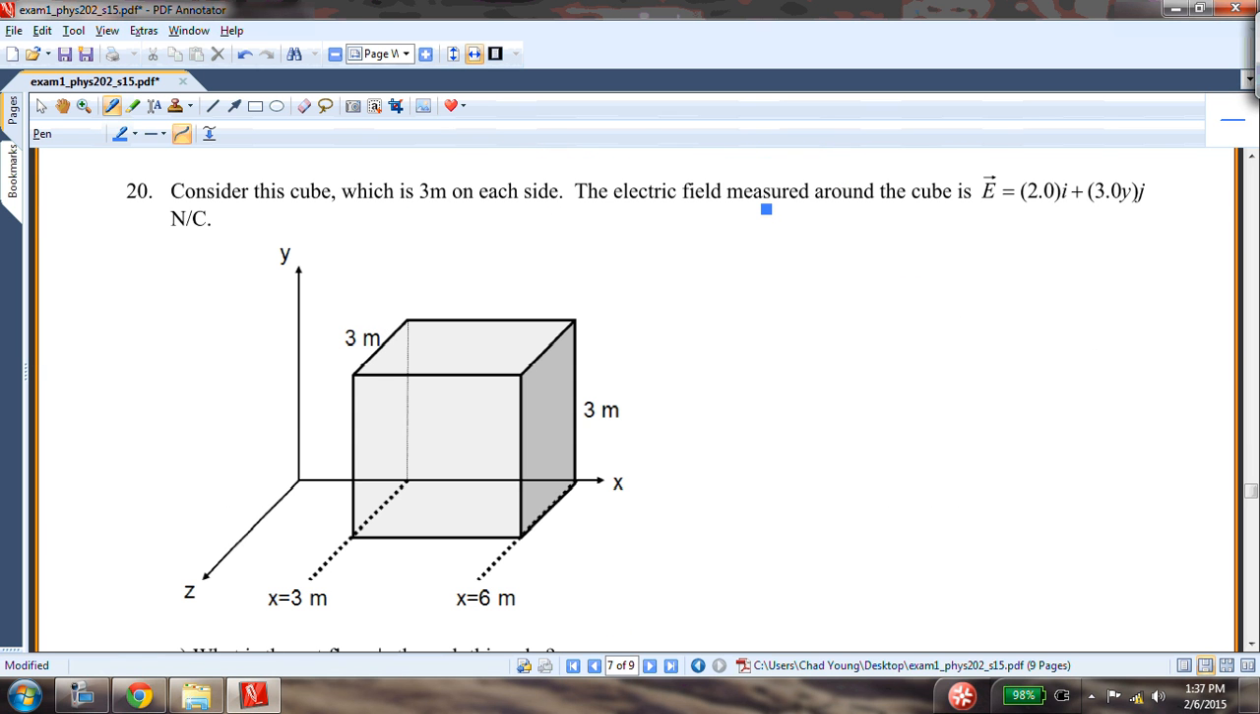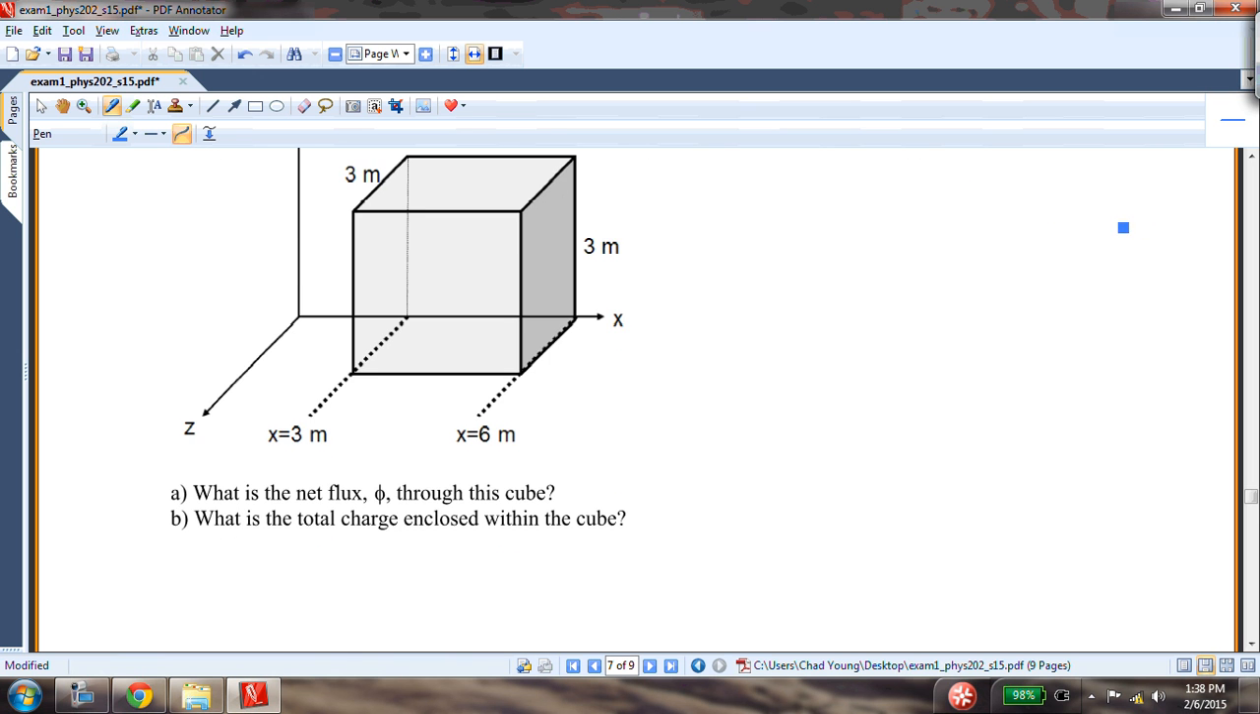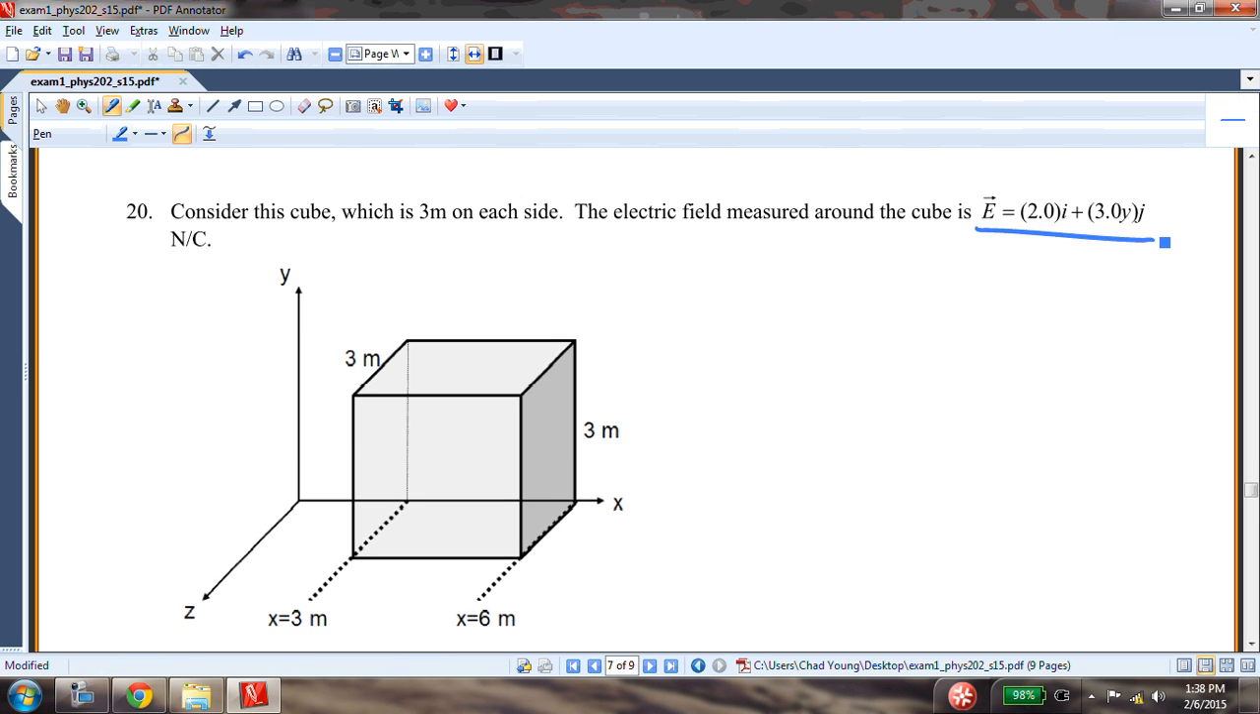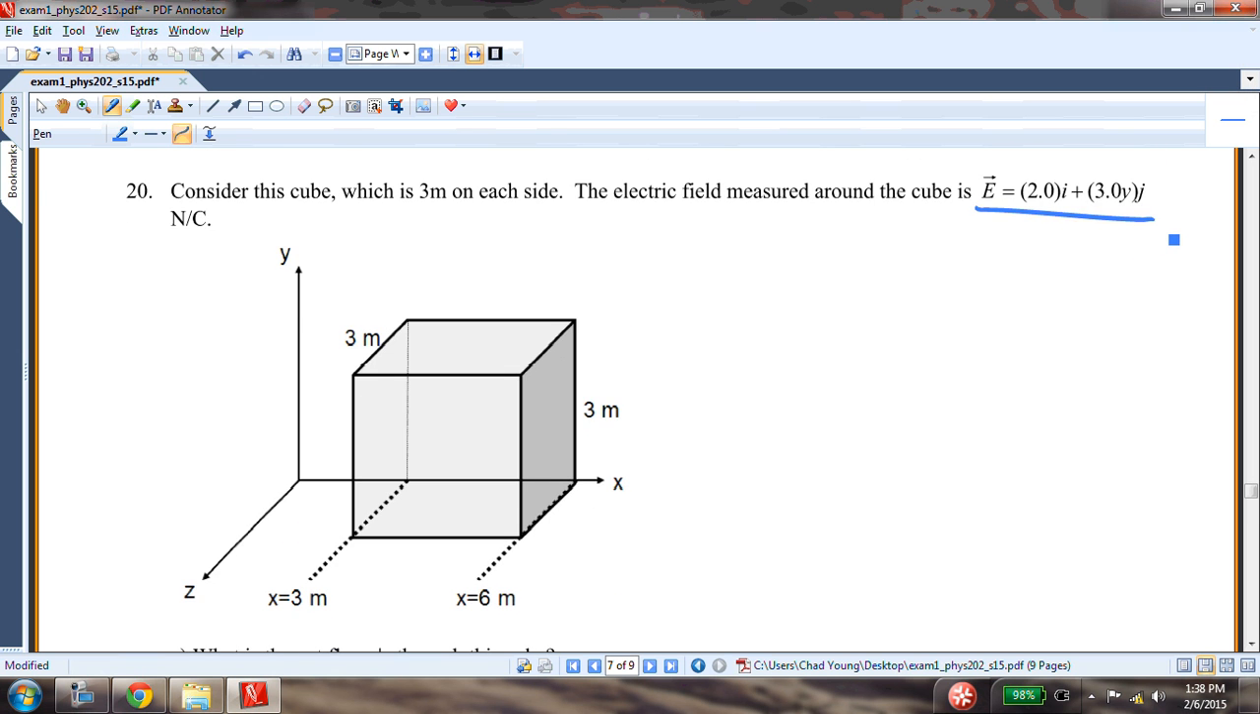Last question. I have this cube. Electric field is given right here. What is the net flux through the cube, and what is the total charge enclosed within the cube? Well, first of all, for the net flux, since this electric field is only in the i and j direction, what are those parts of the cube that have 0 flux? Those will be the parts of the cube that have area vectors in the k direction. So the front and back faces have 0 flux.